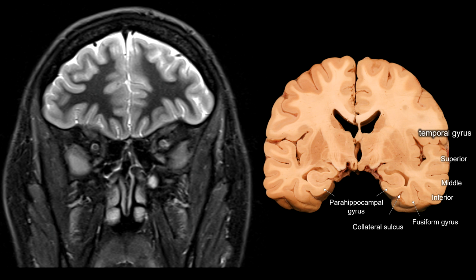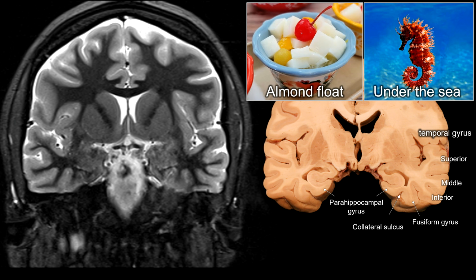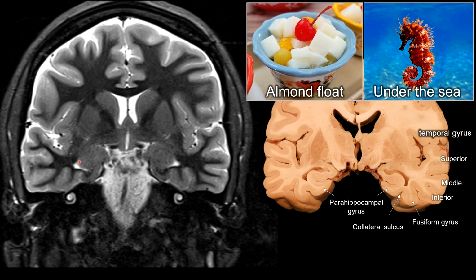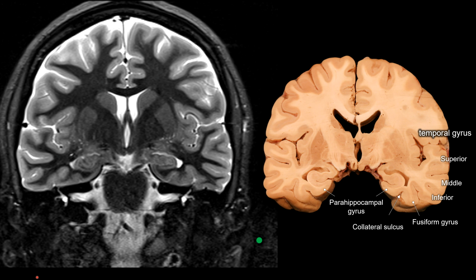So let's look at this T2 coronal view. Let's identify the hippocampus and the amygdala. One of the things that helped me remember is my favorite dessert, almond float and seahorse. With almond float, I think of almond, amygdala, floating above the water. So for the ventricle, I look for CSF. If the structure is above the CSF or the ventricle, that's the amygdala. On the other hand, I think about seahorse, hippocampus, that's living under the sea. So it should be under the water, under the CSF. So I use the ventricle to help me identify these structures.